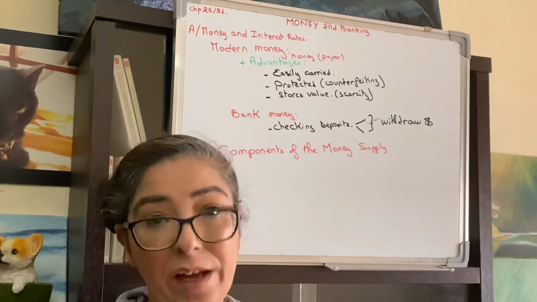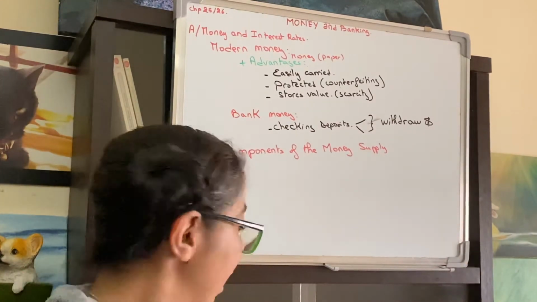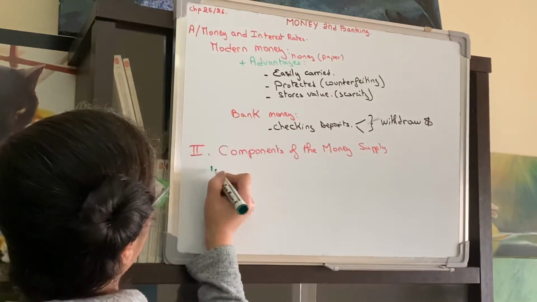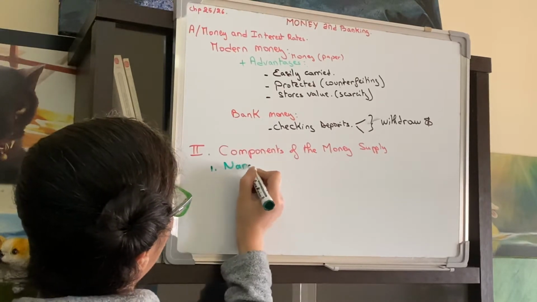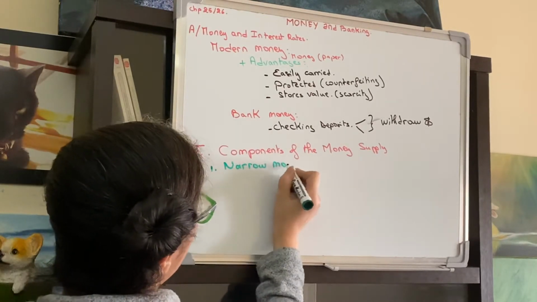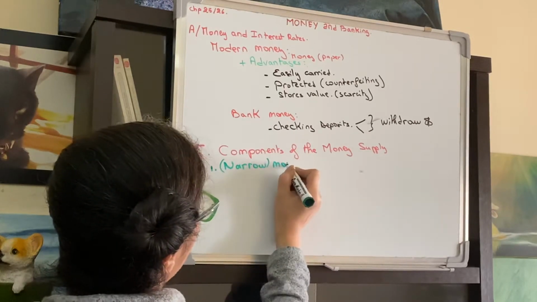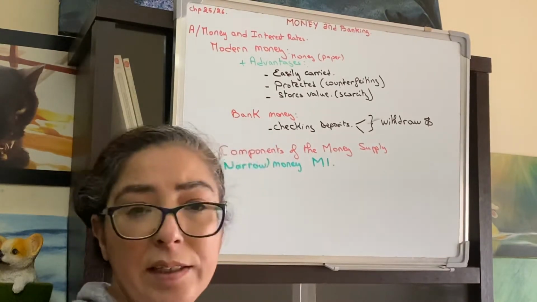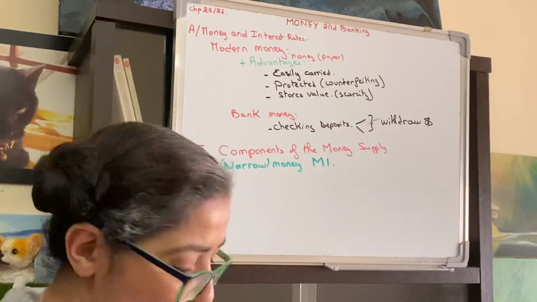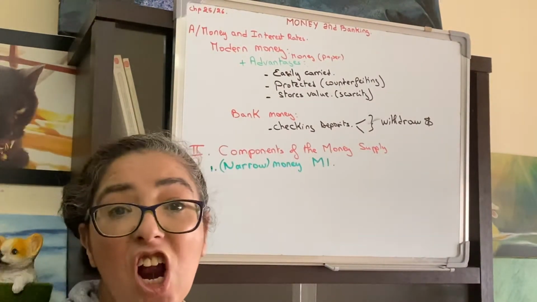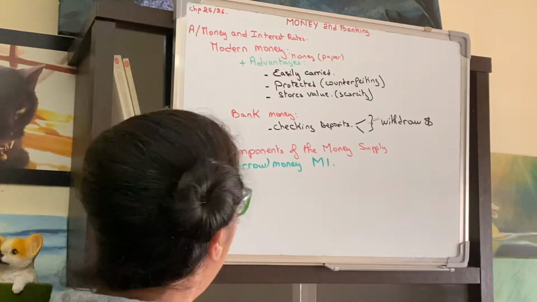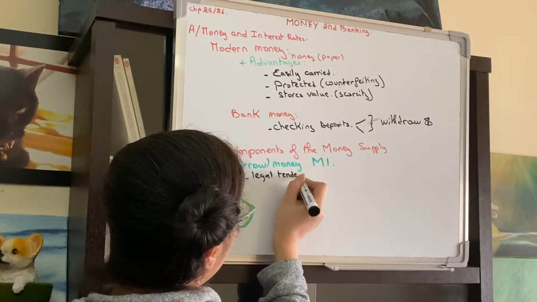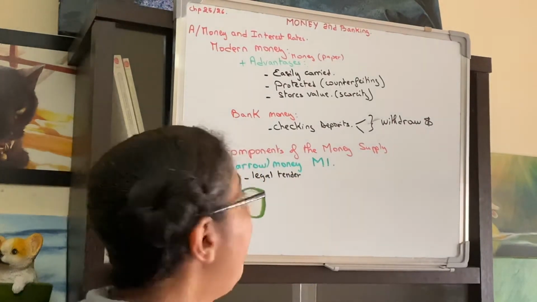First, you have M1, which is narrow money. We call it narrow money. It's M1. Okay, here you have all the things that are liquid. So you have the legal tender, that's your paper money and coins.